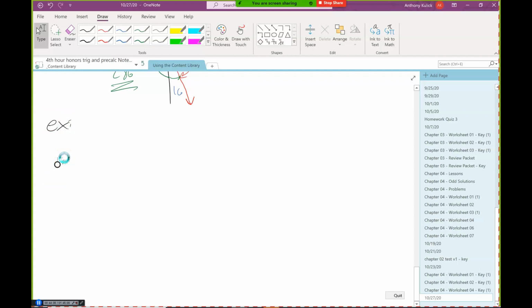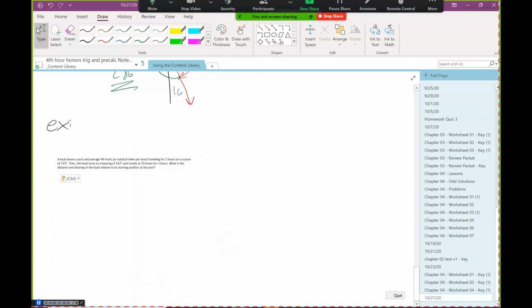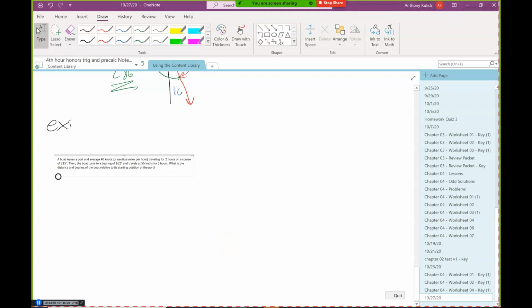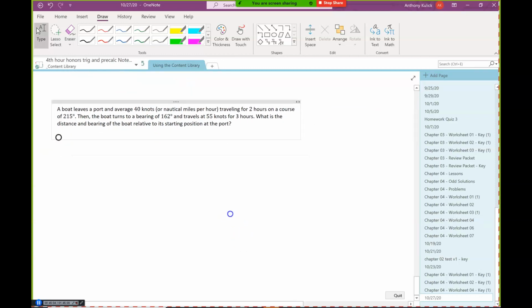All right. So a boat leaves a port at an average of 40 knots. That's just a speed. That's nautical miles per hour. Traveling for 2 hours on a course of 215 degrees. Then the boat turns to a bearing of 172 degrees and travels at 55 knots for 3 hours. What is the distance and bearing of the boat relative to its starting position?